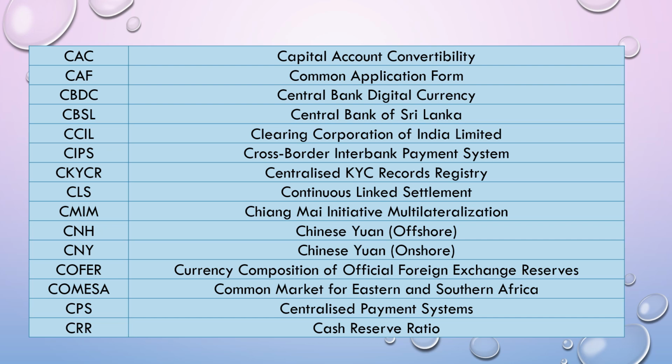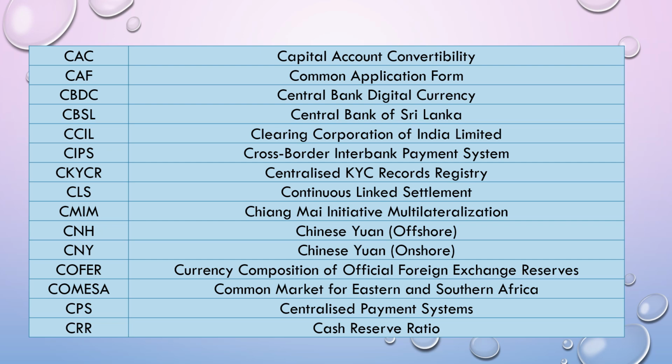COFER, Currency Composition of Official Foreign Exchange Reserves. It's foreign exchange reserves data released quarterly by the IMF in its Currency Composition of Official Foreign Exchange Reserves. The primary reserve currency used worldwide is the US dollar, followed by the euro, that is the official currency of the eurozone, and then the British pound. Then comes the Japanese yen and the Swiss franc, etc.